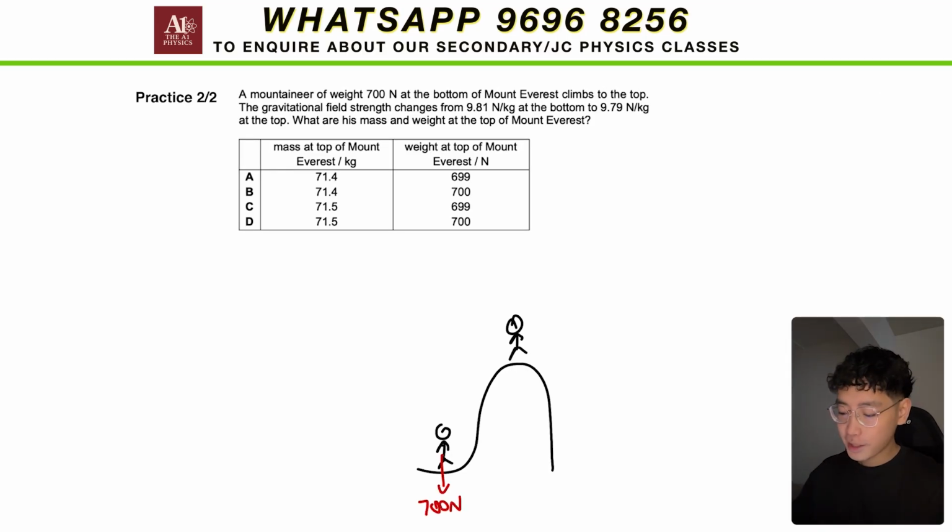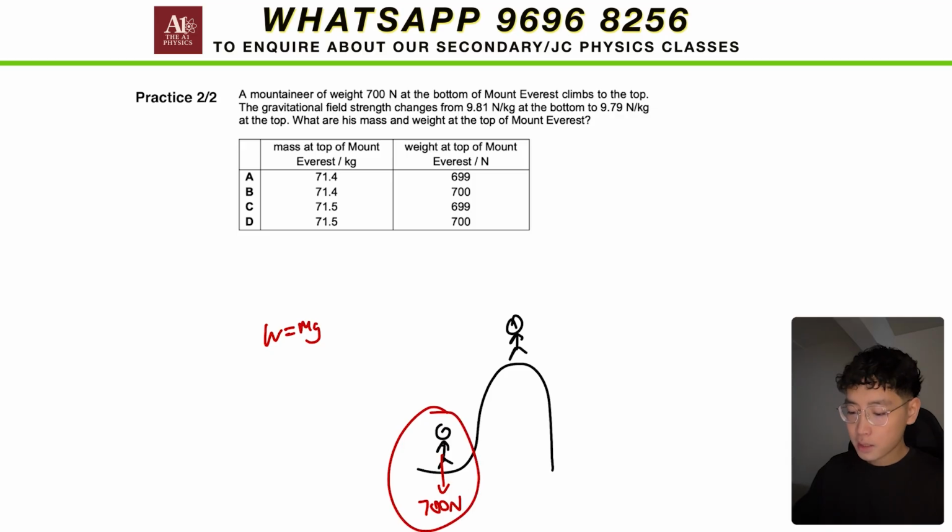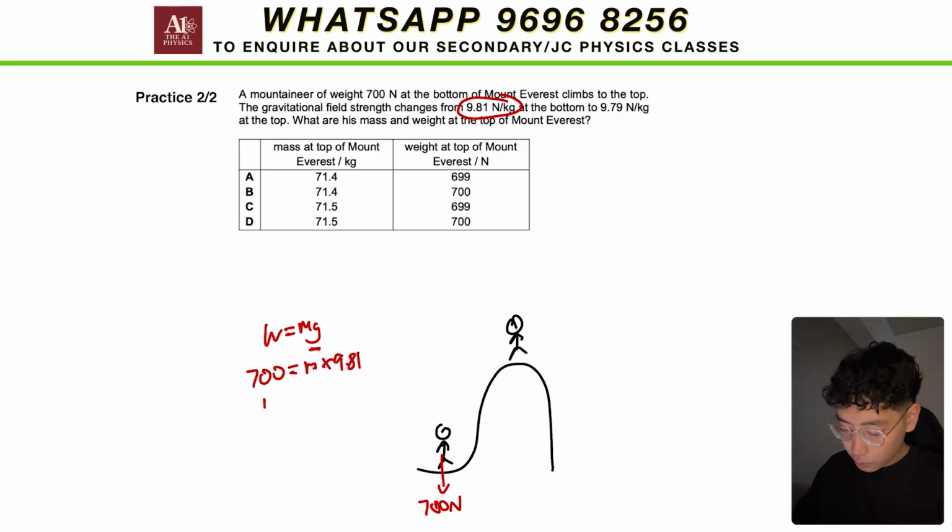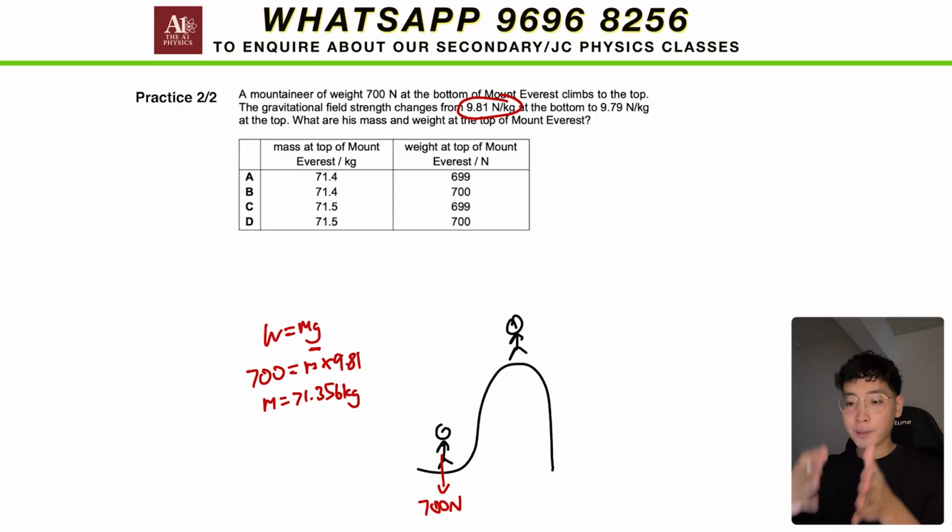From this info, we can actually calculate the mass of the man, right? Because we know that W equals mg. We know that at the bottom of the mountain, the g field strength is 9.81 newtons per kg, right? So we can take 700 equals m times 9.81. So mass equals 71.356 kg.